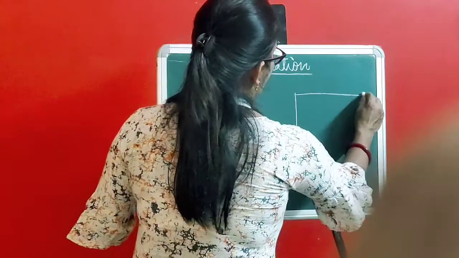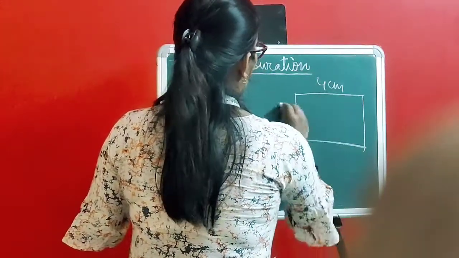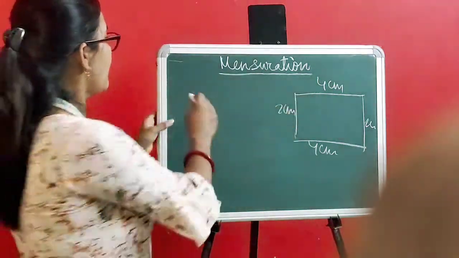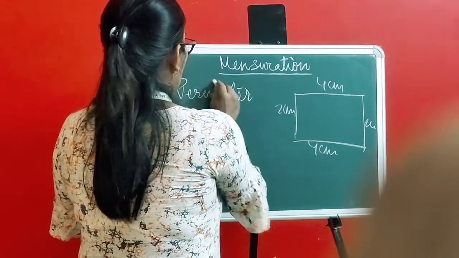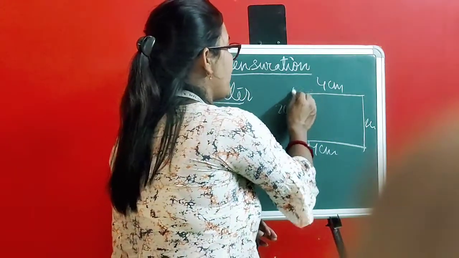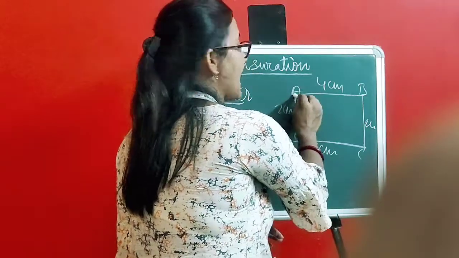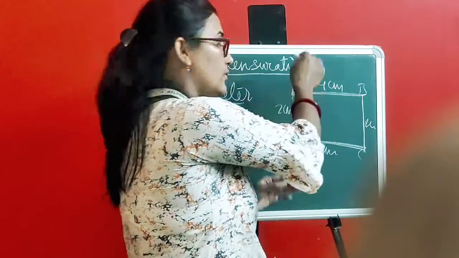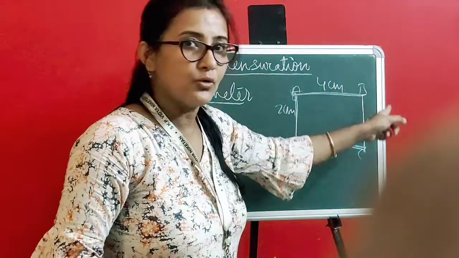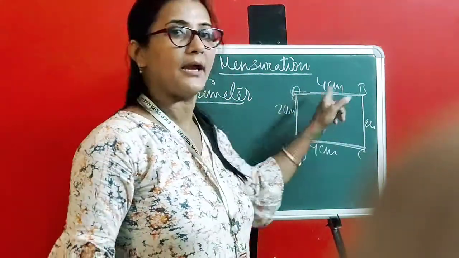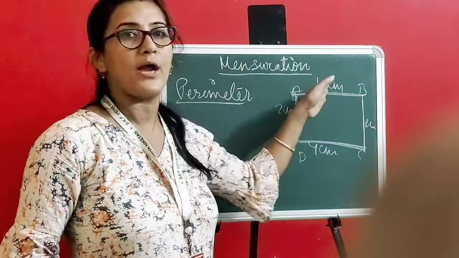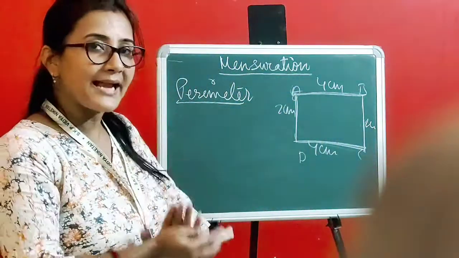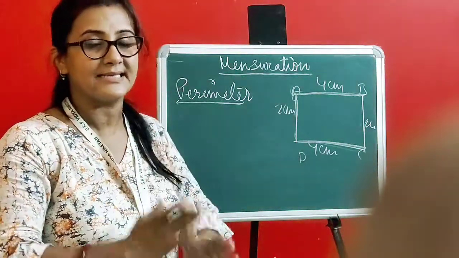Let's take one example. Now see, suppose this is a rectangle. For perimeter, if I start from here, then I go here, then here, then here, then again I start from point A, cover all the points, and after that reach the same point from where I started, that is A. So it covers the total distance. So what actually is perimeter? Perimeter is the total distance covered.